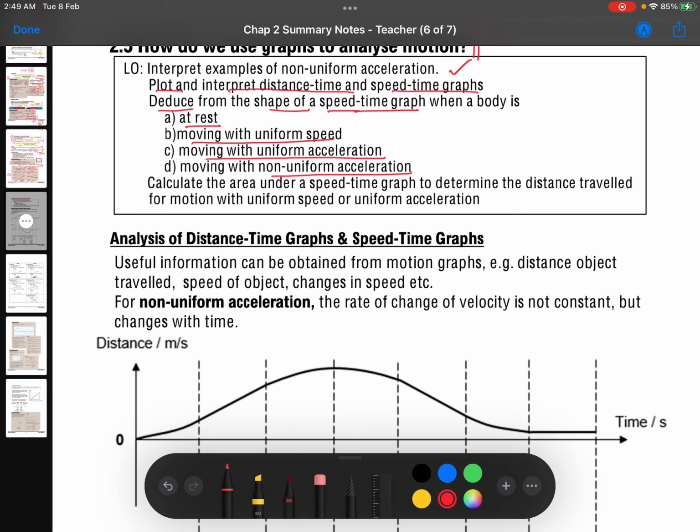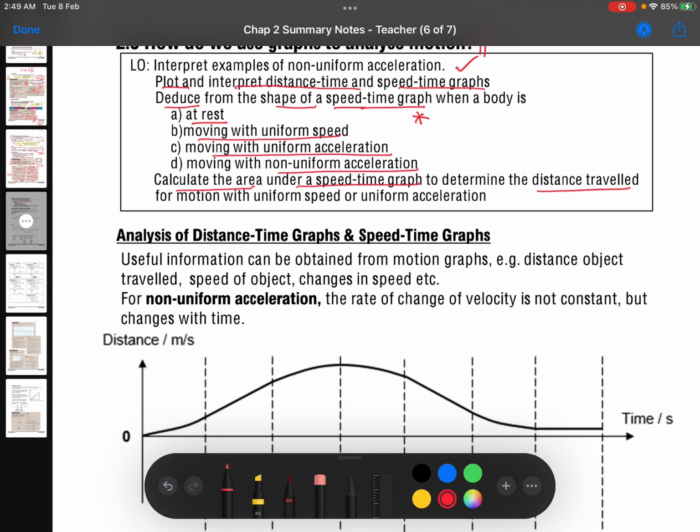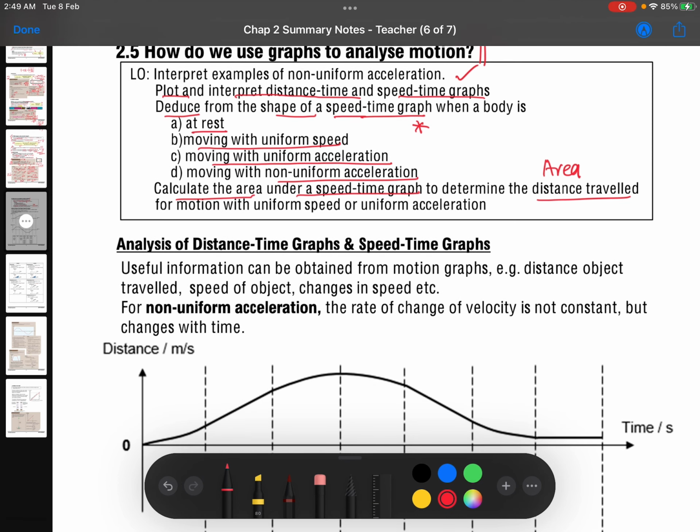Then when you have a speed time graph, you can actually do certain calculations when we set the question. You can calculate the area on the speed time graph. The area represents the distance traveled. And this only applies for motion with uniform speed or uniform acceleration. For non-uniform, that's a separate issue altogether.